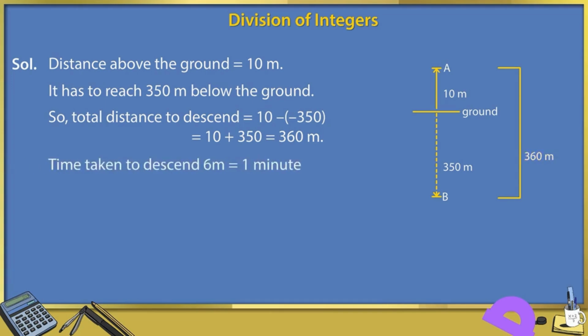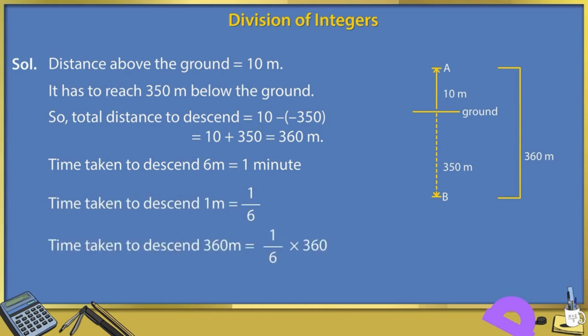Time taken to descend 6 meters is equal to 1 minute. Time taken to descend 1 meter is equal to 1 by 6. Time taken to descend 360 meters is equal to 1 by 6 × 360, which is equal to 60 minutes, which is equal to 1 hour.